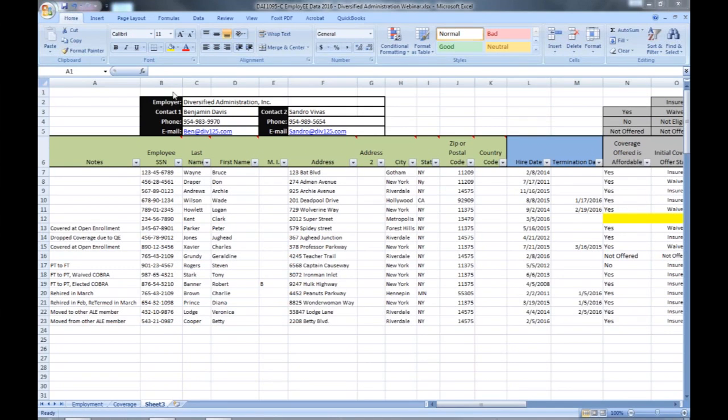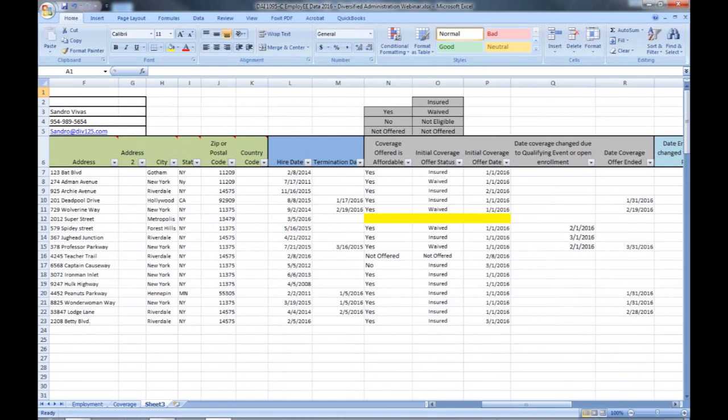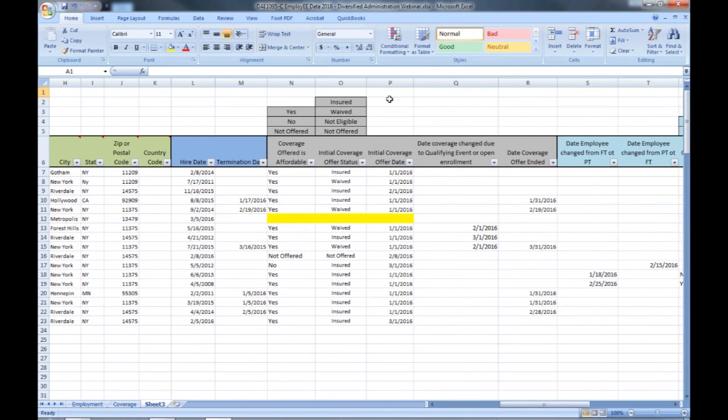Columns B through K are your basic demographic information, such as employee social security number, name, and address. Columns L and M are for the hire and termination dates, respectively. Columns N through R are for information related to the offers of insurance coverage. Almost all of your employees' information will be in these groups of columns.